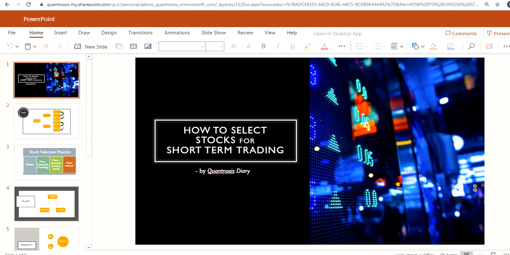Today we are going to learn some concepts around selecting stocks for short-term trading. In some of our previous videos, we have already covered how to use a screener or scanner, software or a website, using rules and filter stocks. The video link for that is in the description section. Today we are going to focus on the concepts behind selecting stocks.